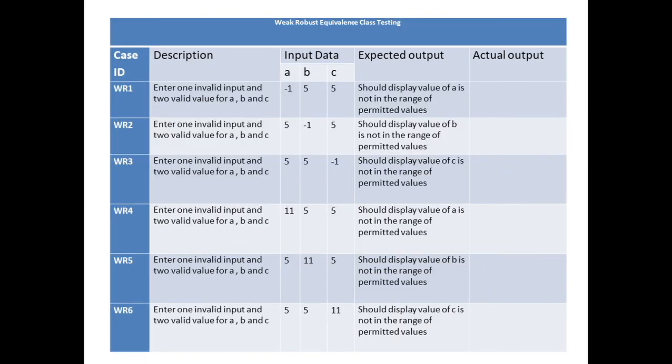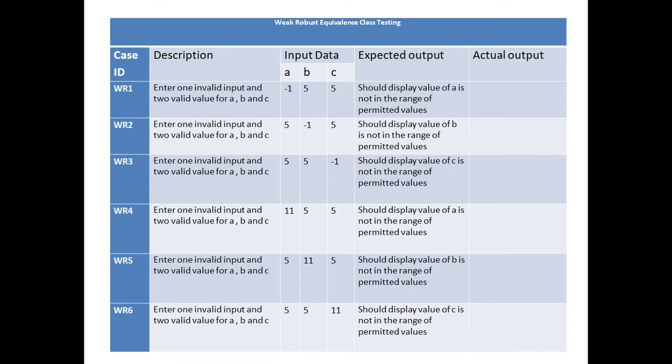Next, come to the weak robust equivalence class testing. Now, what is robust testing? As I already discussed in the theory part, robustness means you're testing your system or the product, how your software or the system will act for invalid inputs. So that is the robustness testing. What you're doing is giving invalid values as the input.